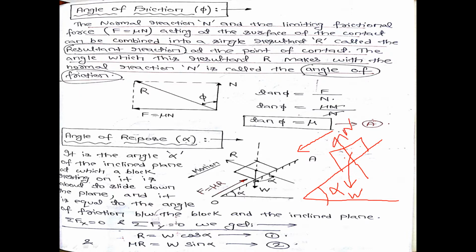Fine. Since the motion of this body is in the downward direction of the inclined plane, the frictional force will be opposite to the direction of motion of the body at the point of contact. That means this will be the friction force F. So this is your frictional force F. Okay, let us denote this normal reaction by R. Then this friction force is F, and I know the value of friction force F is nothing but mu times the normal reaction R.